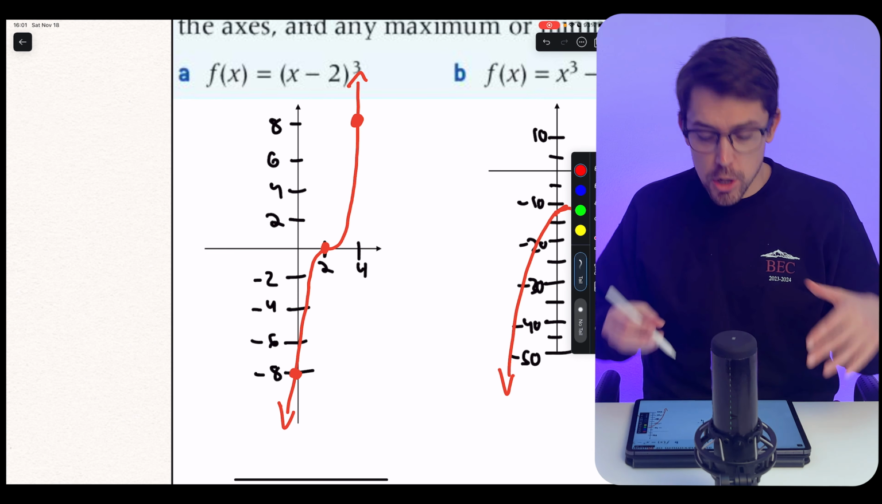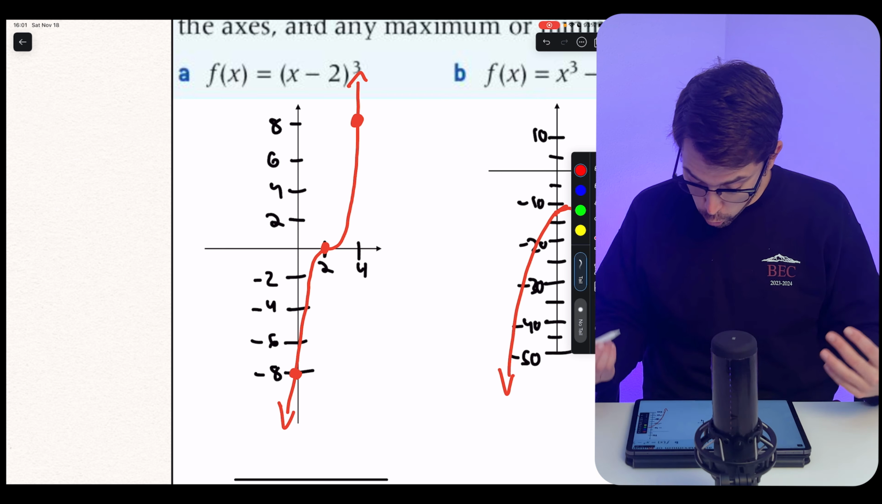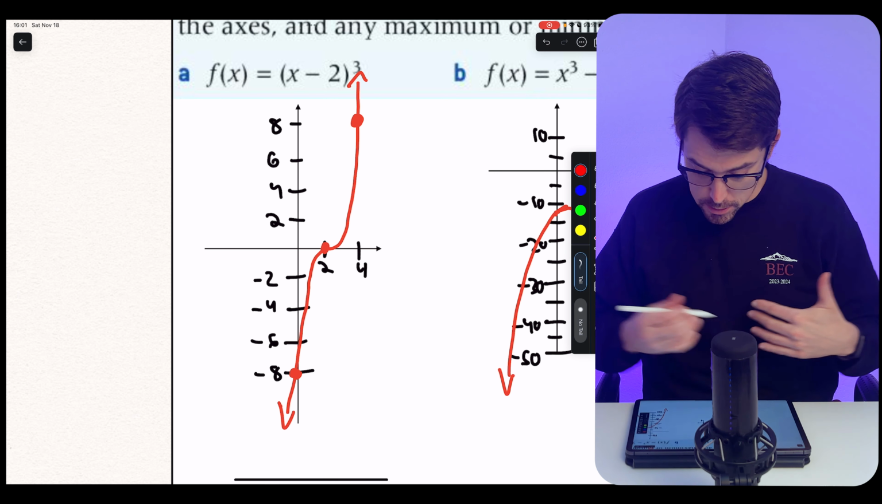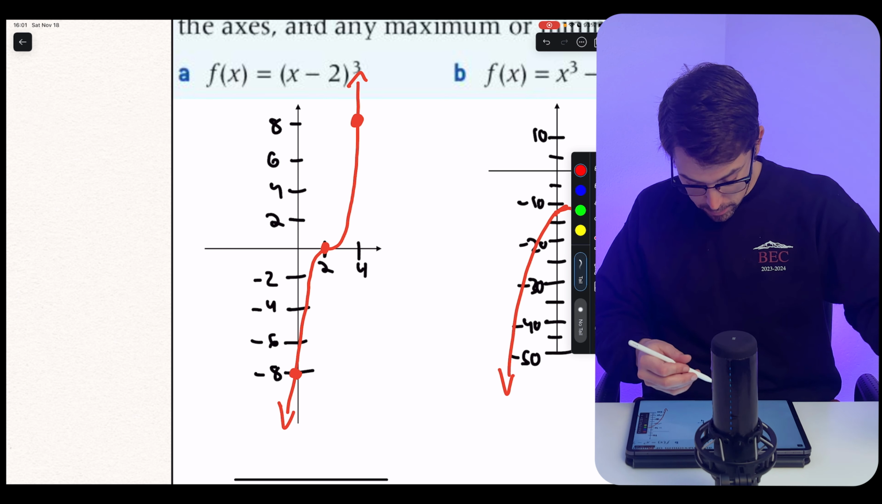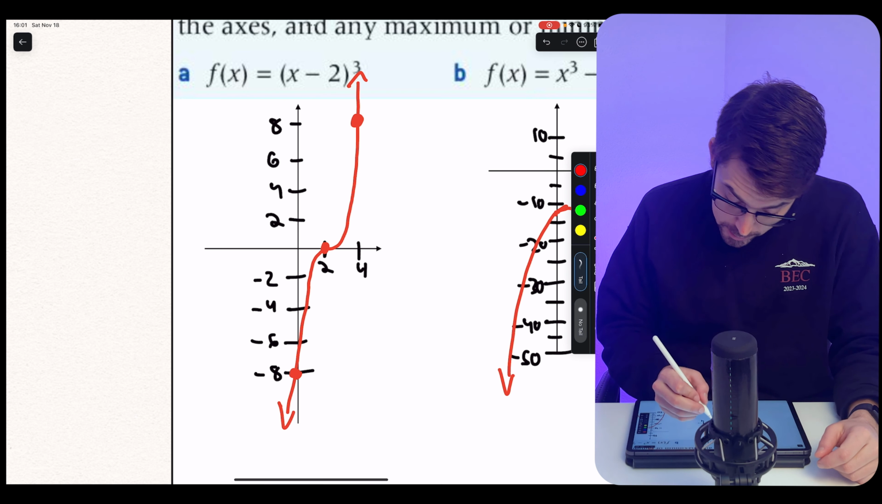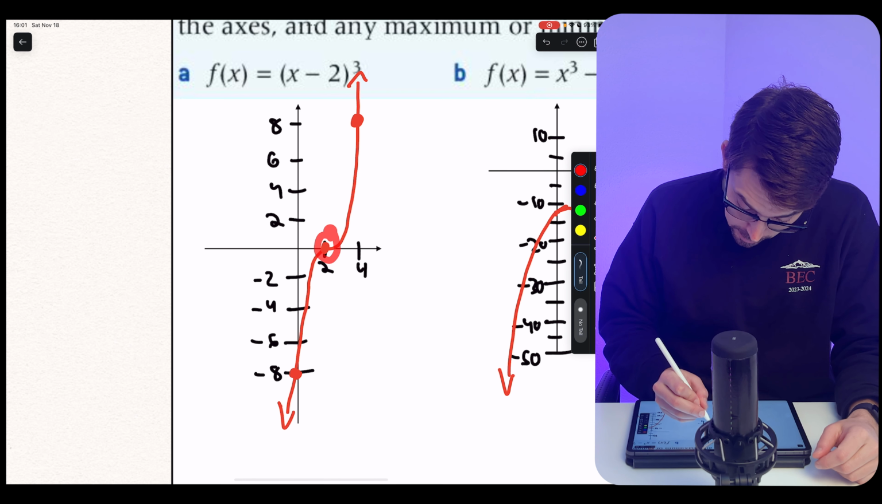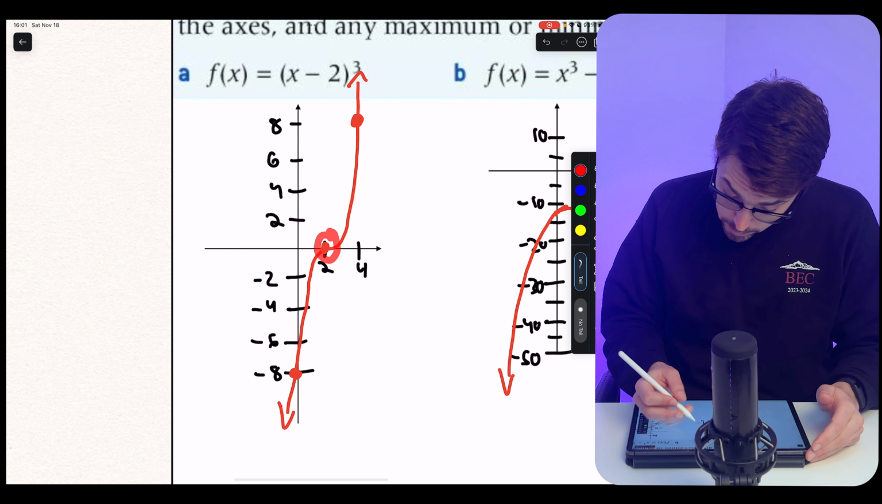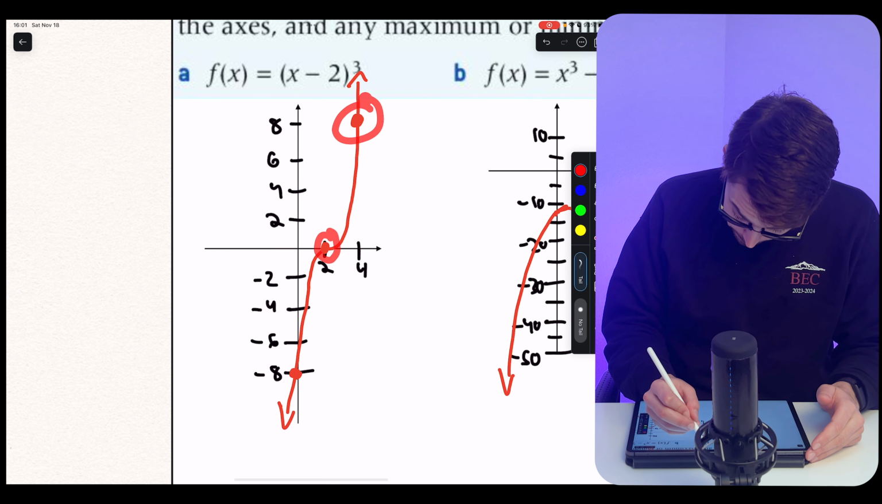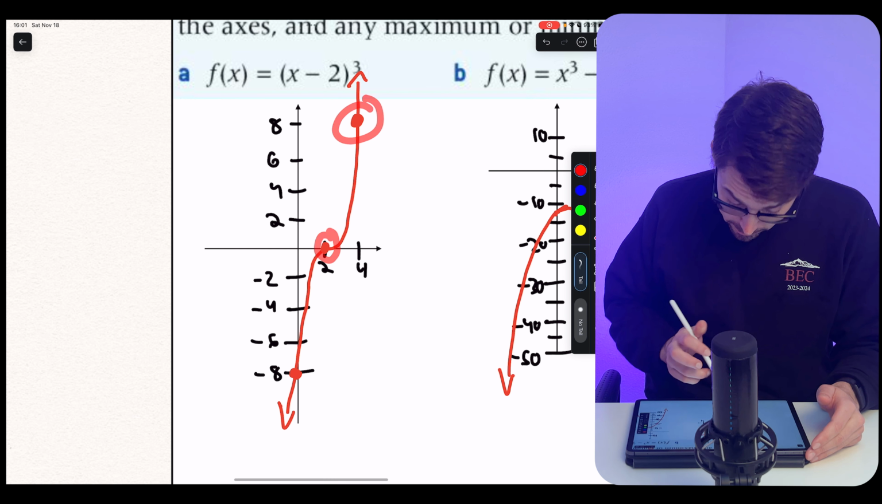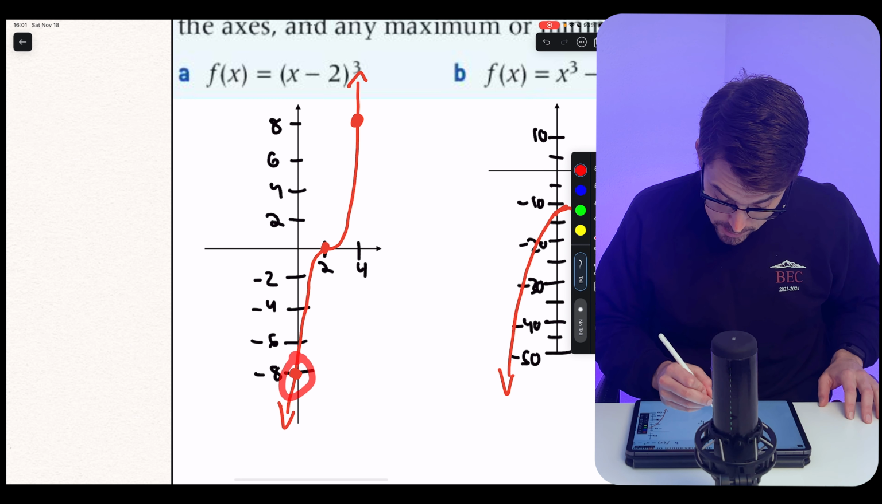When it comes to our sketch, you can see that I appropriately scaled the axes to be 2, 4, 6, 8, -2, -4, -6, -8, and so on. And you can see that I marked clearly here that I have an x-intercept at 2. And then up here, I have my point (4, 8). And then right here, I have my point (0, -8).